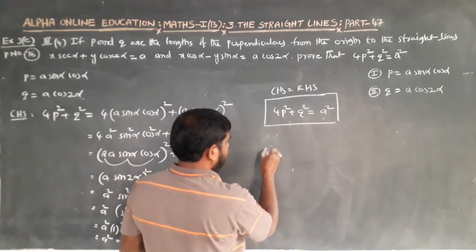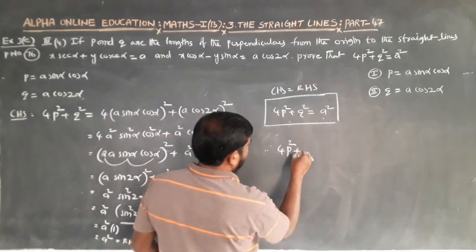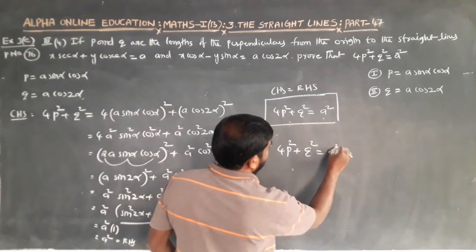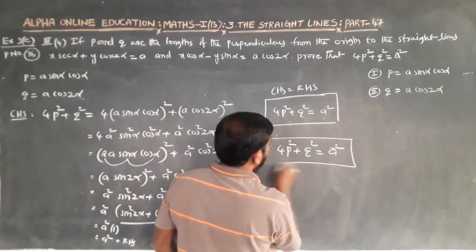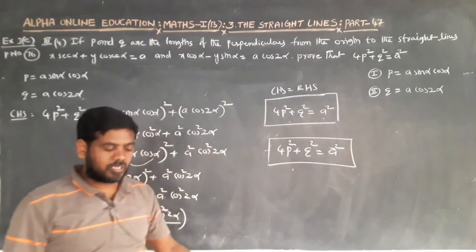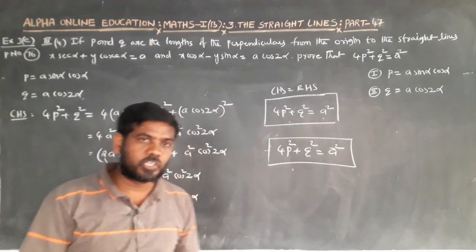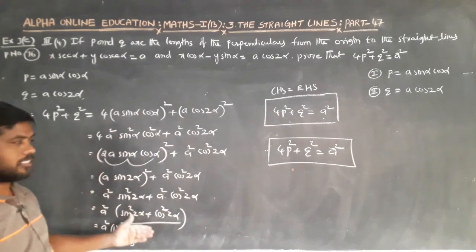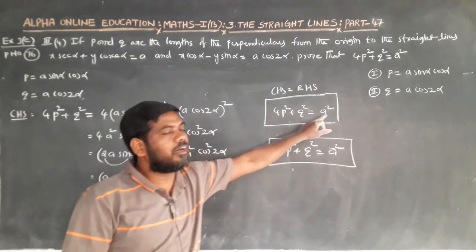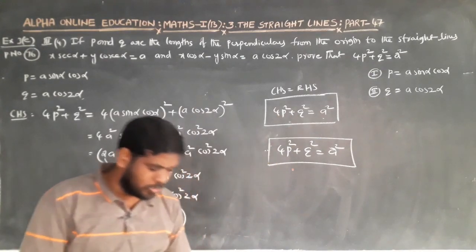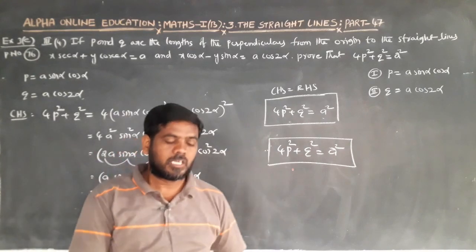This is a most important problem. Therefore 4p square plus q square is equal to a square. Find the perpendicular distances p and q, then find the LHS value, and we get the RHS. LHS is equal to RHS. Mostly important problem.